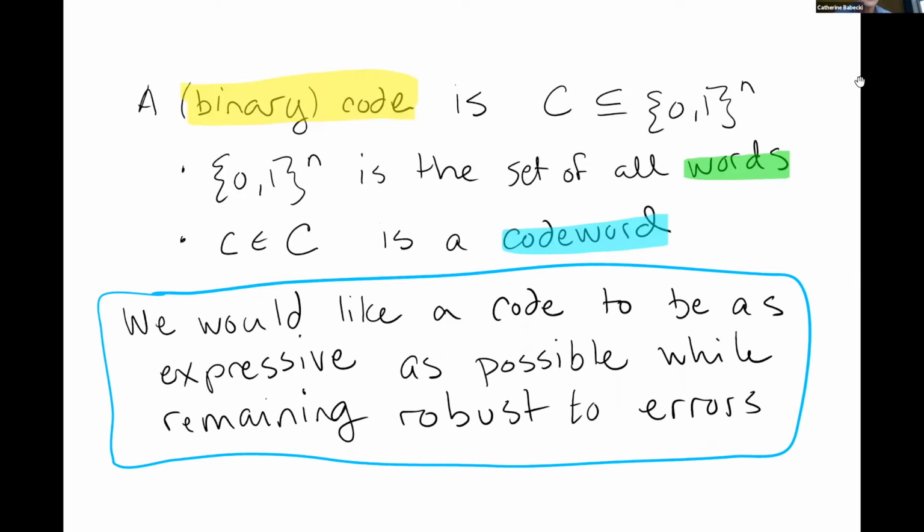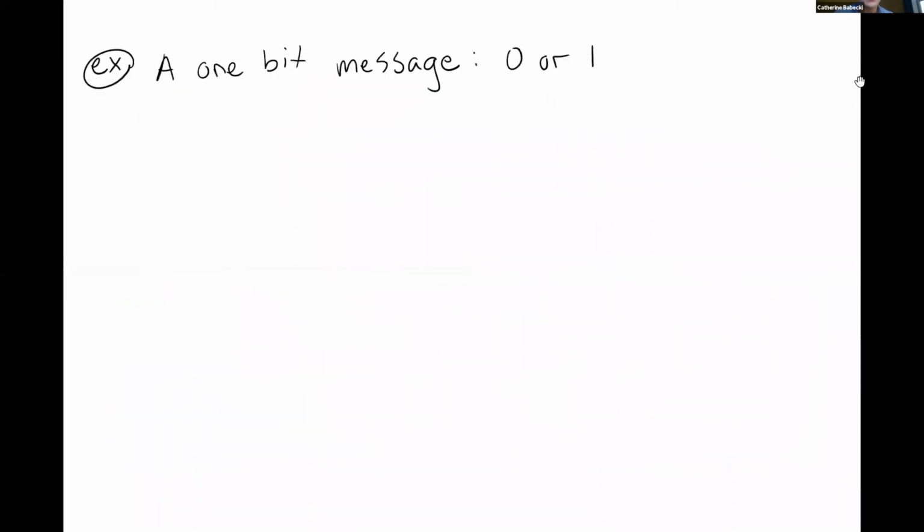So we would like to pick this special subset C, our code, so that it, as I said on the title slide, is as expressive as possible, but we're still robust to errors. So even if we have some noise in our channel, we can still recover what message was trying to be sent. Let's look at a really simple example.